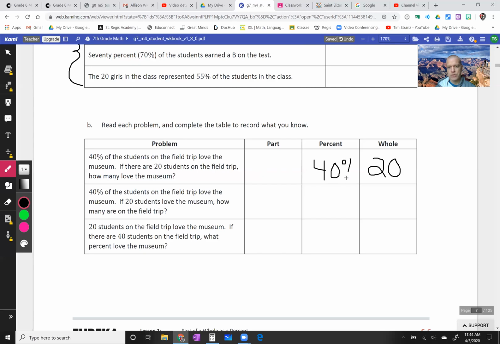And then we're trying to find the part that love the museum, okay? So there's 20 whole students. We need to find 40% of those 20, okay? So what did I just say? I said the word of, right? So we're taking 20, and we're ofing it, or multiplying it, by 40%, which is 0.4.